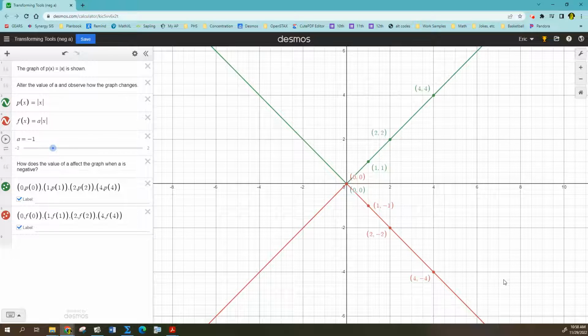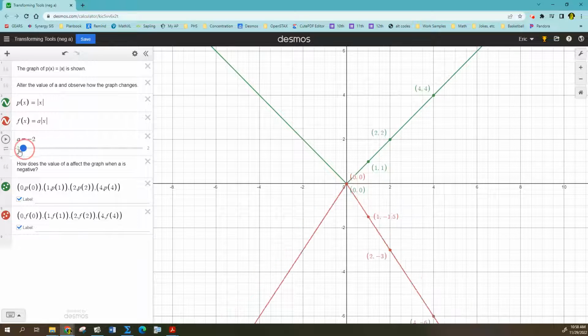What if I make a negative 2? What's that going to do? What's that going to accomplish? Okay, good. Yeah, it's going to stretch it, but the fact that it's negative means it's going to open down instead of up, right? So there we go, right? If a is negative 2, now instead of going over 1 and up 1, I'm going to go over 1 and up 1 times negative 2, so over 1 and down 2.